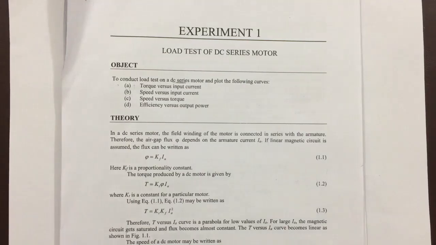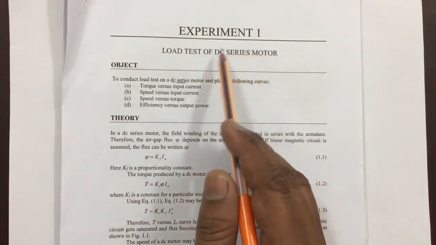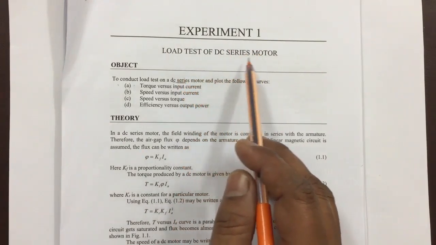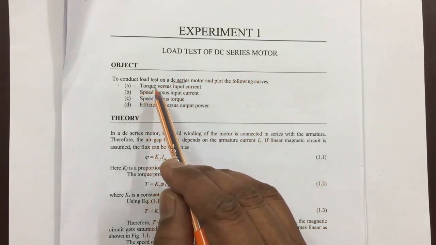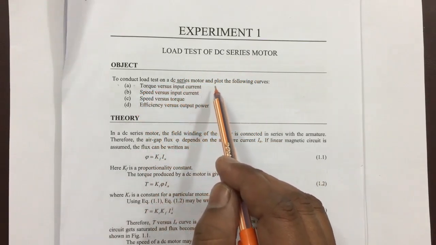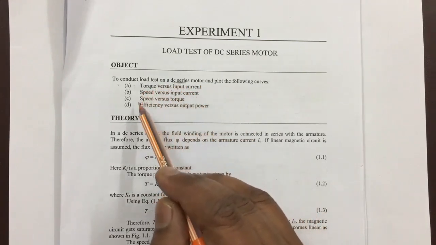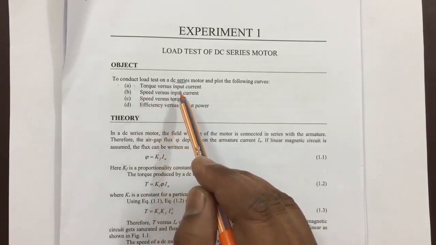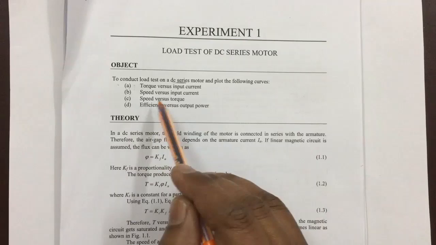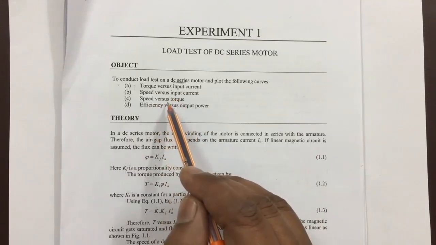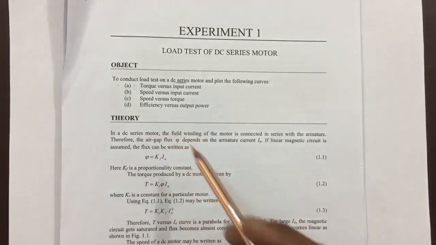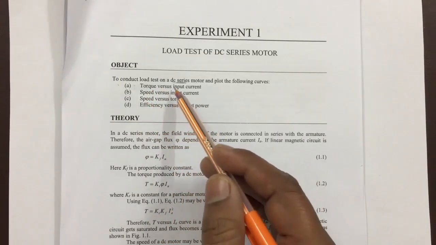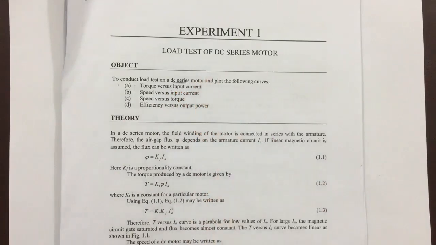Good morning, students. Today we are going to perform experiment number 1, that is load test of DC series motor. In this experiment, we will conduct load test on a DC series motor and we will plot the characteristics between torque and current, speed and current, speed and torque, efficiency and output power. So we have to plot these characteristics regarding DC series motor by performing load test.